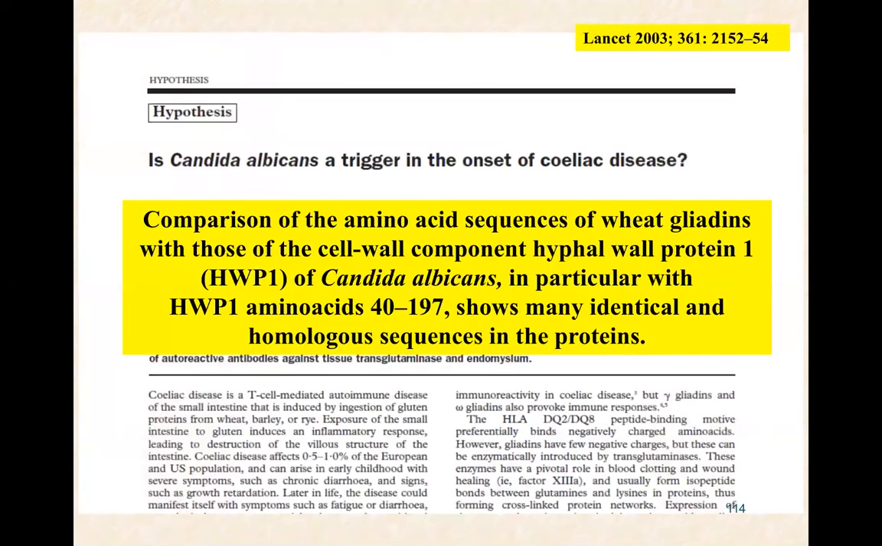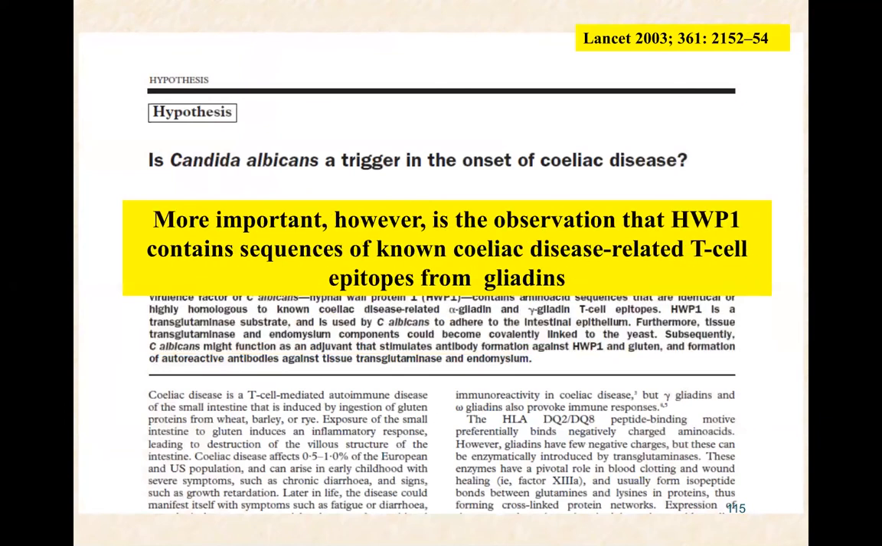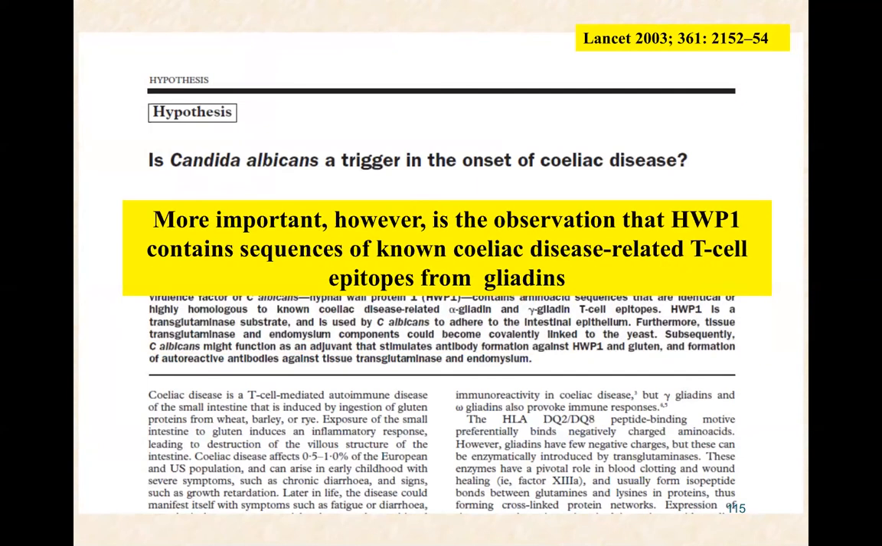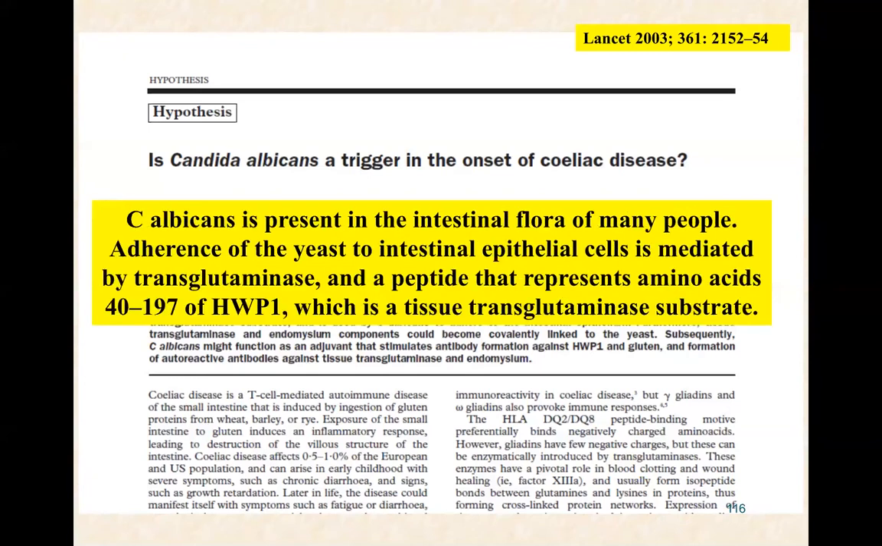Here's one for you about Candida albicans and molecular mimicry with gliadin, the wheat gliadins. The observation that hyphal wall protein 1 contains sequences of known celiac disease-related T-cell epitopes from gliadins. Candida albicans is present in the intestinal flora of many people. Adherence of the yeast to intestinal epithelial cells is mediated by transglutaminase and a peptide that represents amino acids 40 through 197 of hyphal wall protein 1, which is a tissue transglutaminase substrate.